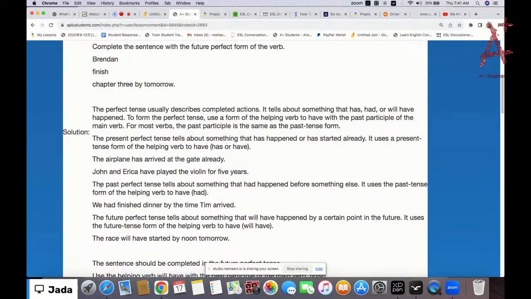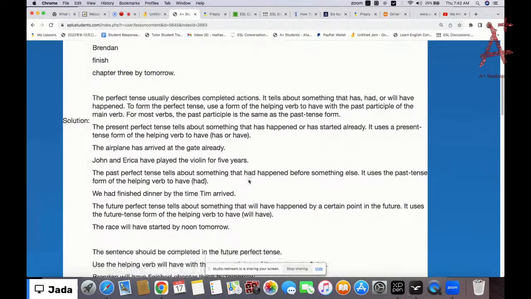Now let's see. The past perfect tense tells about something that had happened before something else. It uses the past tense form of the helping verb to have, which is had. Now the future perfect is something that will happen in the future. It uses will have. Okay.